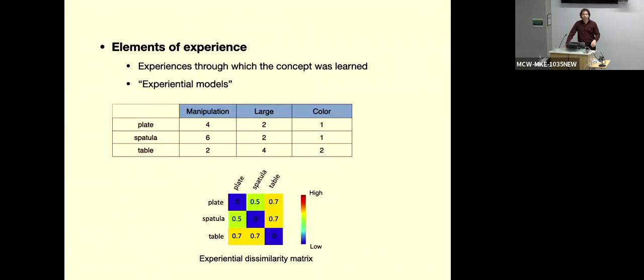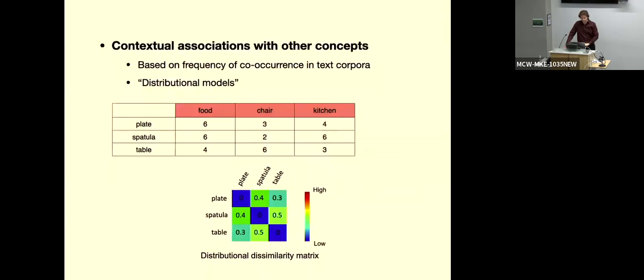Then you can compute from the rating scores for each feature, for each word, how similar any two words are to each other. If you have 48 features, then each word is represented by a set of 48 numbers, a vector. And if you take the correlation or the cosine of these two vectors, that gives you a precise measure of how similar or dissimilar they are. And then you get an experiential dissimilarity matrix for the same set of words.